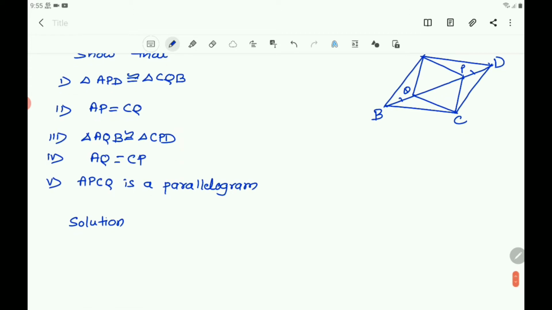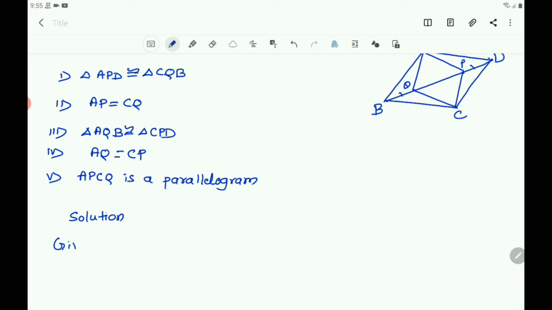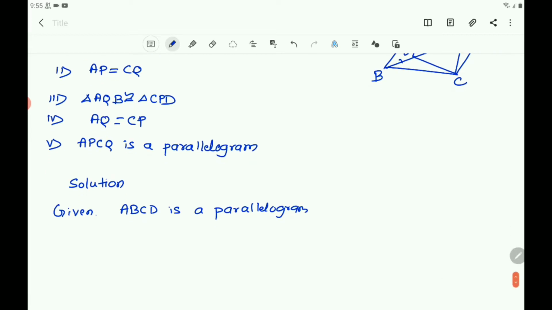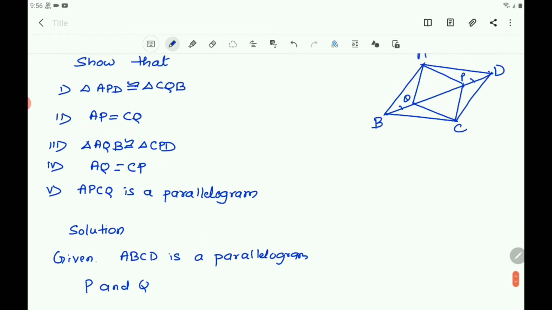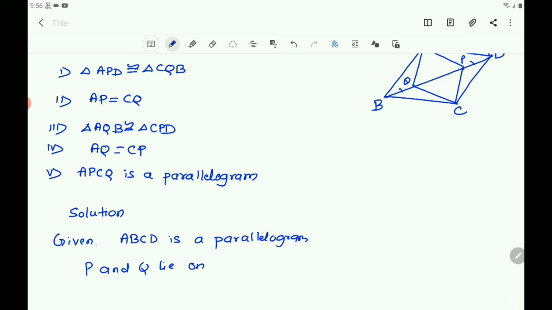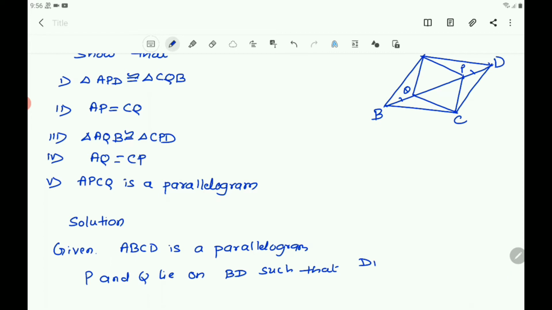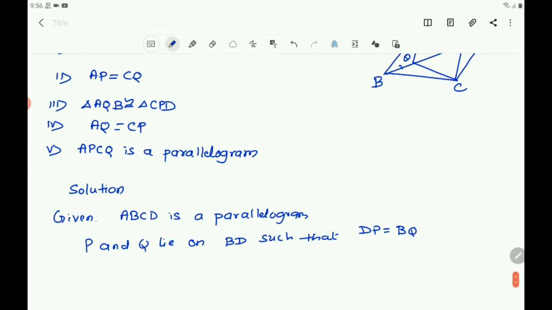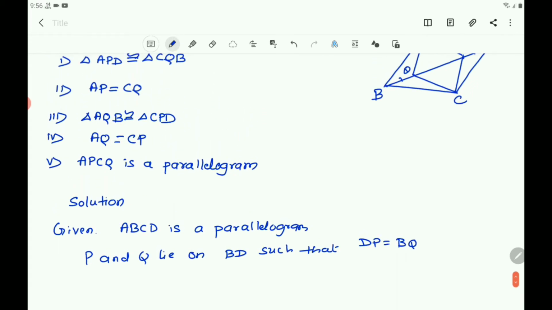What is given here? Given ABCD is a parallelogram, and P and Q lie on BD such that DP equals BQ. Now to prove the first one, what you have to prove?